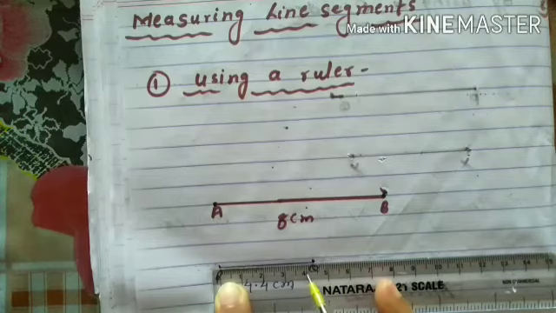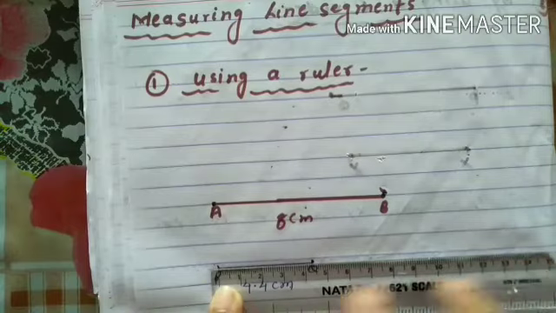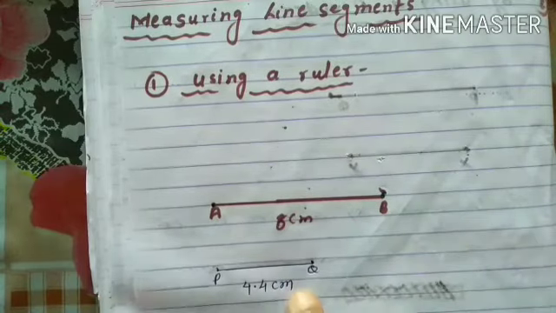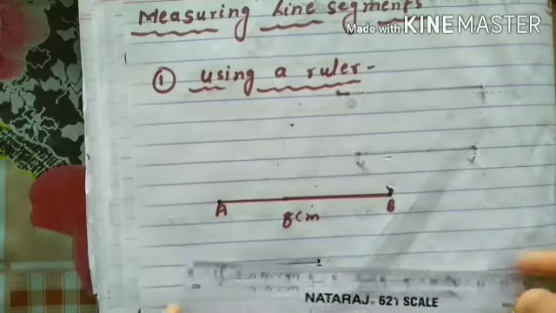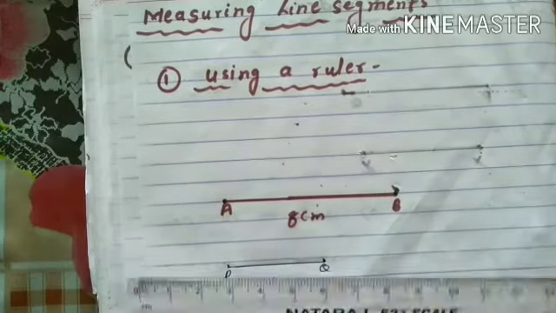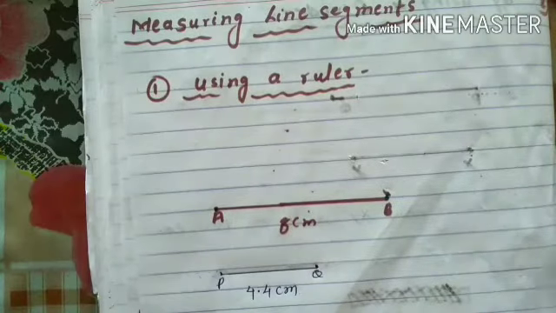So how will I write it? 4.4 centimeter, or I can say 4 centimeter 4 millimeter. Understood? So how can I write it? 4.4 centimeter. So understood how to measure a line segment by using a ruler.